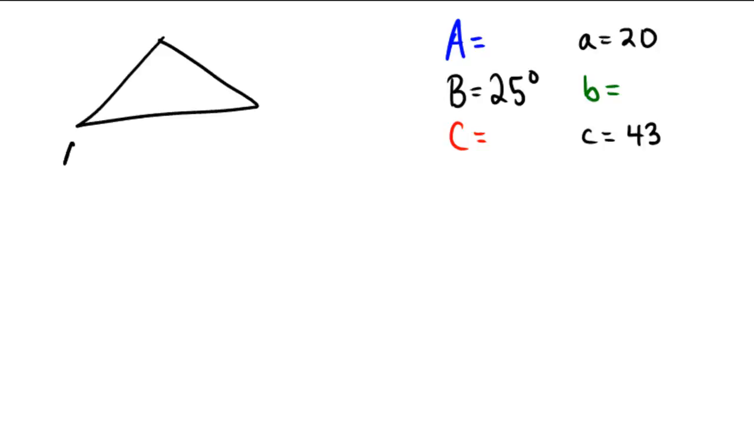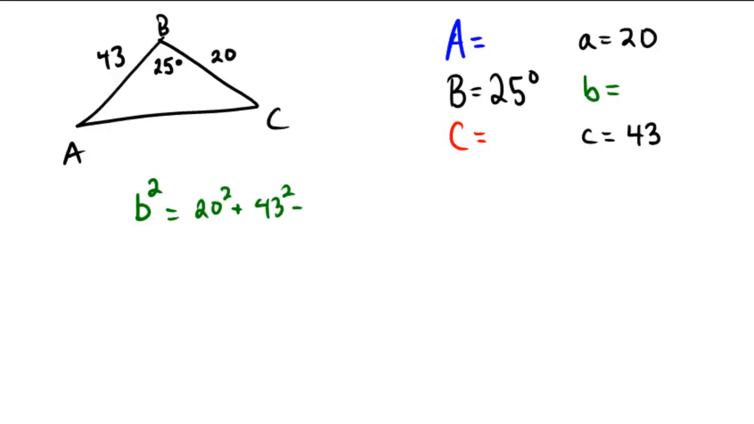So A, B, C. All we know for the angles is that angle B is 25 degrees, and for the sides we're given that A is 20 and C is 43. To find side B, we're going to use the law of cosines. Switching it up from the version before, we're going to be solving for B squared this time. That would be equal to A squared plus C squared minus 2 times A times C times the cosine of angle B, which is 25 degrees.